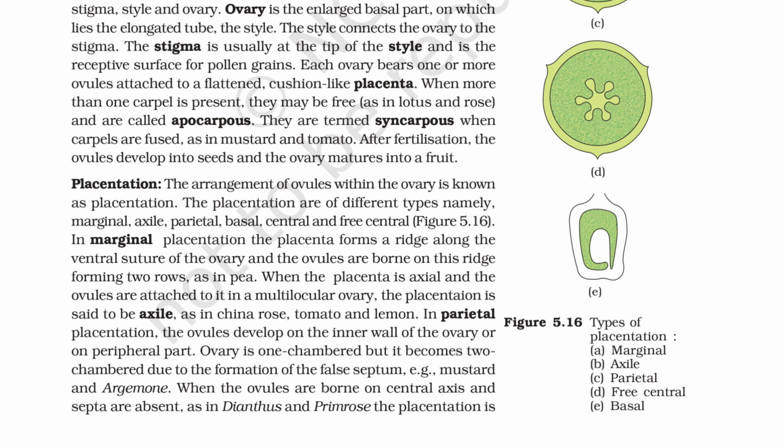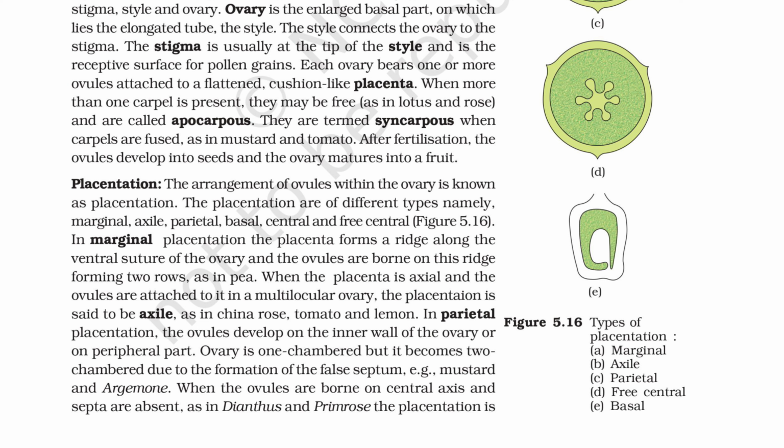Each ovary bears one or more ovules attached to a flattened, cushion-like placenta. When more than one carpel is present, they may be free, as in lotus and rose, and are called apocarpous. They are termed syncarpous when carpels are fused, as in mustard and tomato. After fertilization, the ovules develop into seeds and the ovary matures into a fruit.